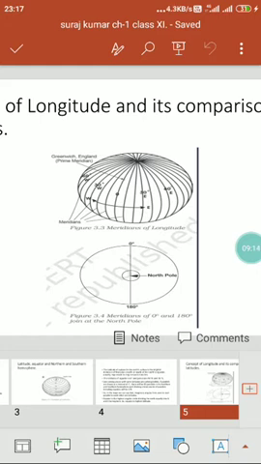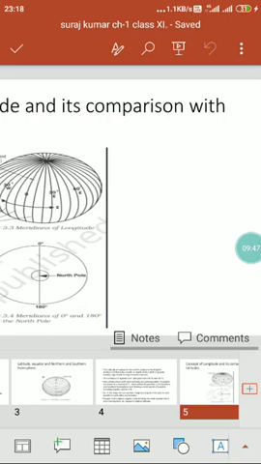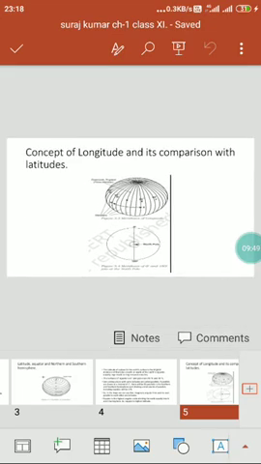And here you can also watch the Greenwich, London, prime meridian. So according to international convention, the line passing through Greenwich, a city near London in England, is considered the prime meridian, and it has been given the value of 0 degree longitude. Towards the east of it is considered the eastern hemisphere, and towards the west of it is considered the western hemisphere. You can watch it in the next slide.